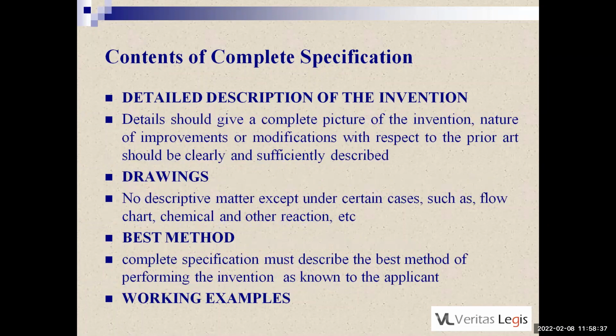Then comes the detailed description. It gives the complete picture of your invention, improvements, modifications, whatever you have done. Drawings. See, drawings are an important part because in drawings you are just giving the line diagrams. There is no written description on them. You're not writing any description on the drawings. Whatever description you are giving of the drawings should be in the detailed description. Like figure 1, where there are numerals 1, 2, 3, 4, so one is the upper portion. So you're describing figure 1 in the description.